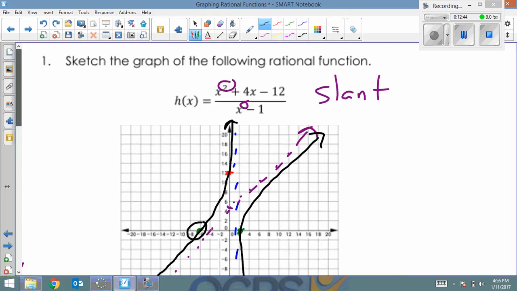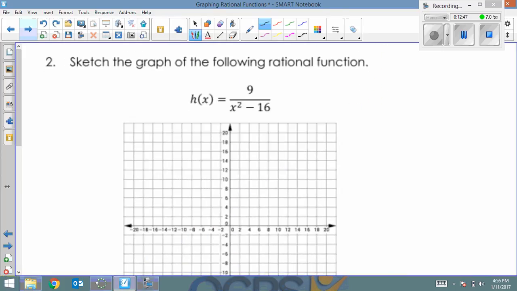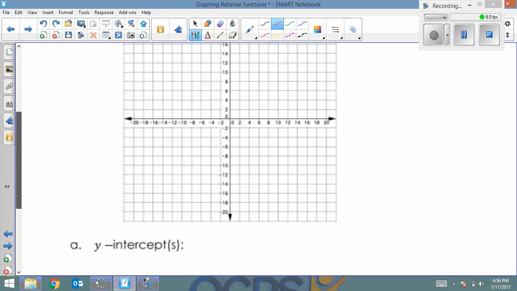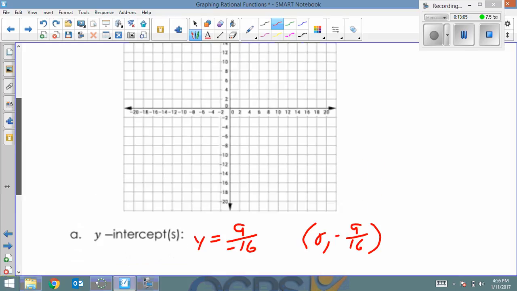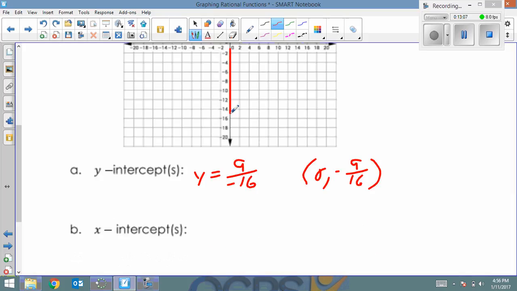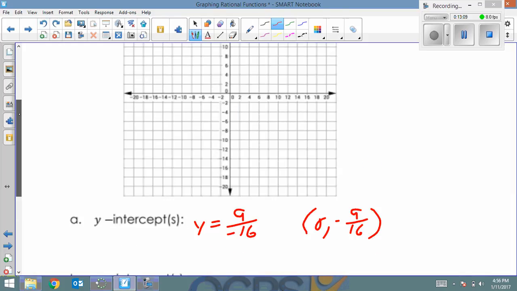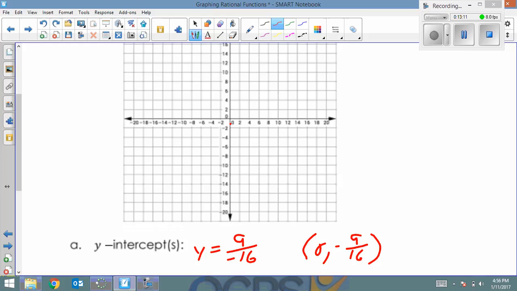Okay, do another one. First step is always the y-intercept, so it's always number over number. Our y-intercept would be y equals 9 over negative 16. So we have a point at 0, negative 9 over 16, which is slightly less than 1, so do the best you can on this graph. Remember, these are rough sketches, so I'm going to have a point right there.